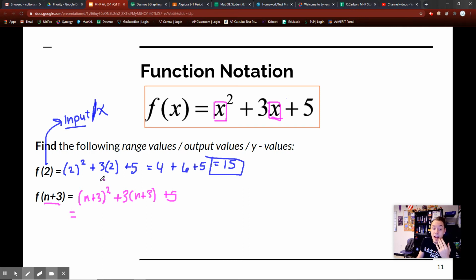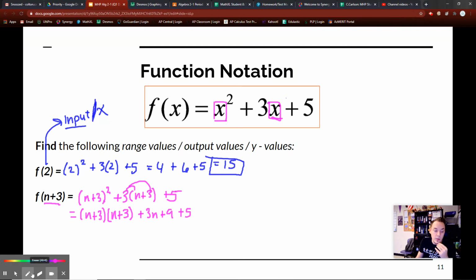You better not say n squared plus 9, because that's not right. It is that thing that's in parentheses times itself. So that means I have to do n plus 3 times n plus 3. Now, some of you probably haven't seen this mathematics in a long time, but don't worry, that's why you have me. I'm going to distribute this right here because that's what it means. So plus 3n plus 3 times 3 is 9, and this is plus 5.